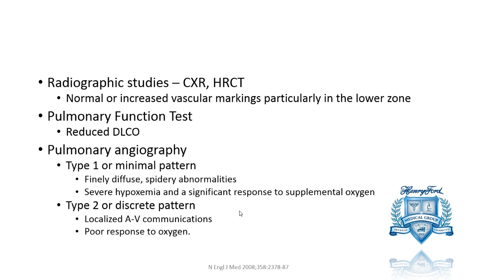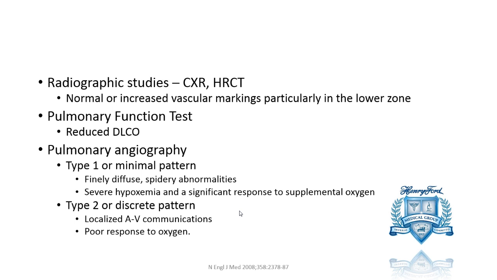Now, radiological studies of chest X-ray and HRCT are important in ruling out other pulmonary diseases. Usually they're normal in patients with hepatopulmonary syndrome, or they could show increased reticular markings or vascular markings in the lower zones. Diffusion capacity usually shows a reduced DLCO. Pulmonary angio is not done in all patients, but in those who we think do have AV communications, pulmonary angiography would be helpful in terms of treating them.